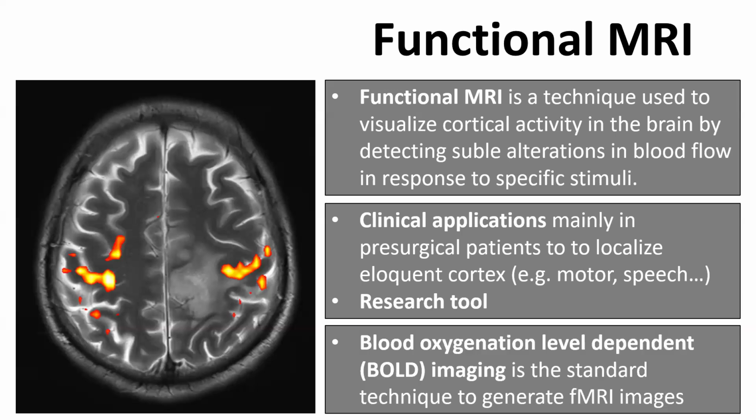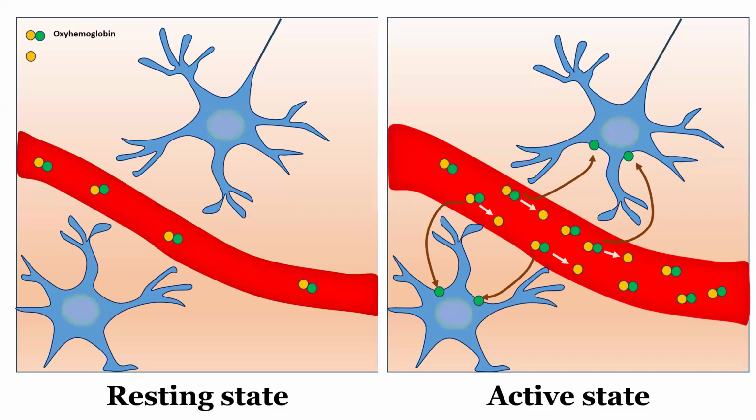Now, how do we get these images? Well, the imaging is based on a phenomenon called the blood oxygenation level dependent signal. This is the technique to generate functional MRI images. And what does it rely on? On changes in the blood flow. We don't measure neuronal activity directly with fMRI. No, what we measure is basically changes in blood flow.